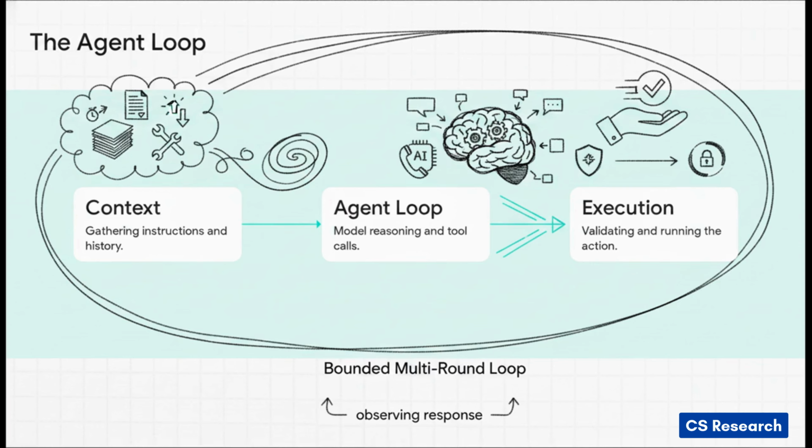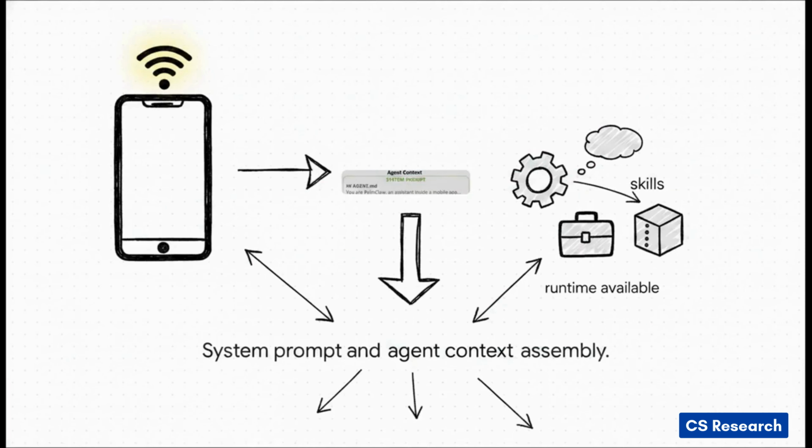Step 1 is context assembly, gathering all the system instructions, your history, and available tools. Step 2 is the agent loop. This is where the AI actually reasons through the problem and decides which tool to call. And step 3 is tool execution, where PalmClaw intercepts the request, validates it to make sure it's absolutely safe, and runs the action. This loop is what prevents the AI from just guessing blindly. It acts, observes the exact system response, and then decides what to do next based on real hard data, not just a blurry screenshot.